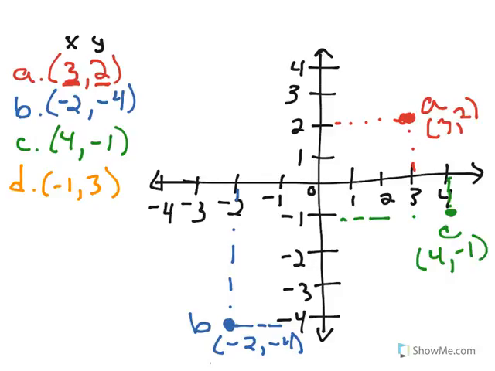And finally, to plot point D, we find negative 1 on the x-axis and go up until we are across from positive 3 on the y-axis, and that is where we plot point D with coordinates negative 1, 3.